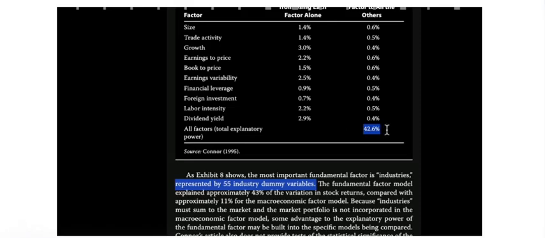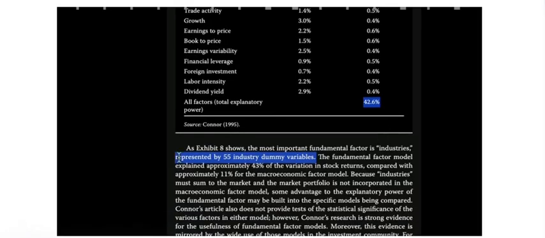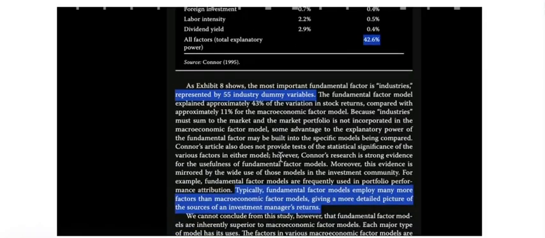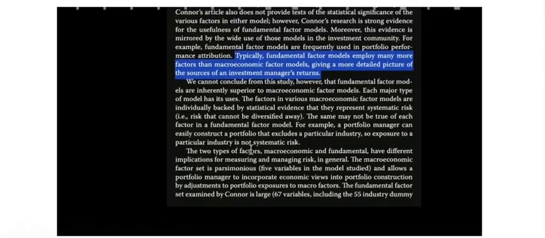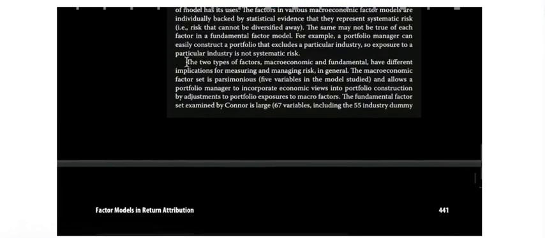But you got a long list, right? But 42.6, that's a lot better than 11%. There were 55 industry dummy variables that were used in this as well. Much more complex models. I'm just going to read the highlighted portion, right? Typically, fundamental factor models employ many more factors than macroeconomic factor models, giving a more detailed picture of the sources of investment managers' returns. And we'll start reading from this paragraph here.